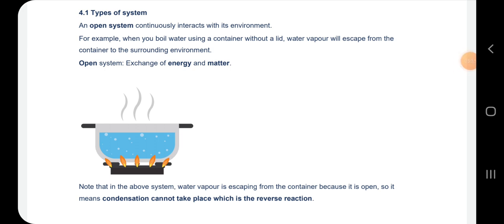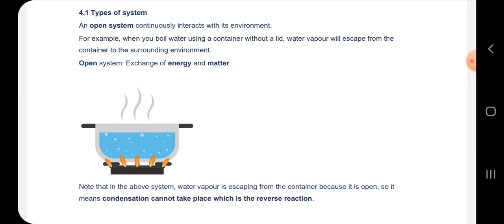Now, the second thing that we're going to look at is the type of systems, okay? We have an open system. An open system continuously interacts with the environment. For example, when boiling water using a container without a lid, water vapor will escape from the container to the surrounding environment. So that is an open system, okay? Open system continuously interacts with the environment. You have to know that, okay?